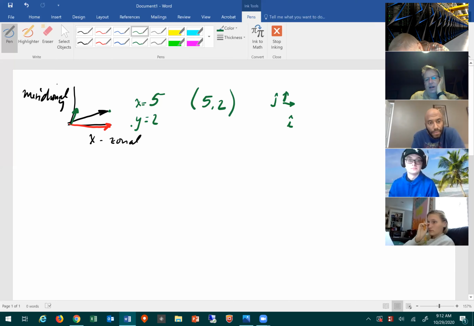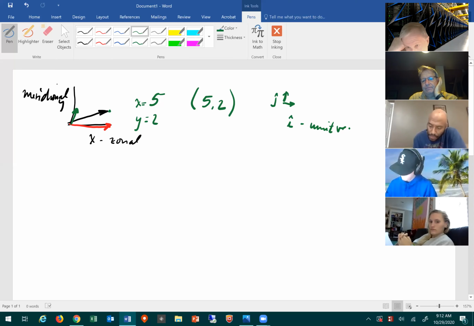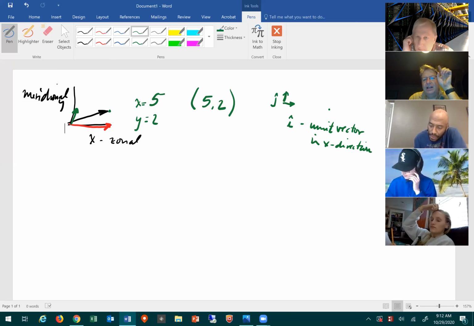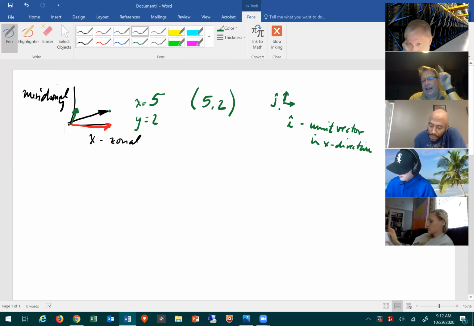At this point, a unit means the value is 1. So i hat is a unit vector in the x direction. What is j then? The unit vector in the y direction. And then what would the vertical be? It's k hat. So that's the way you'd say this: i hat, j hat, k hat. And that means it's a unit vector, just like a unit kilogram, it's a value of 1.